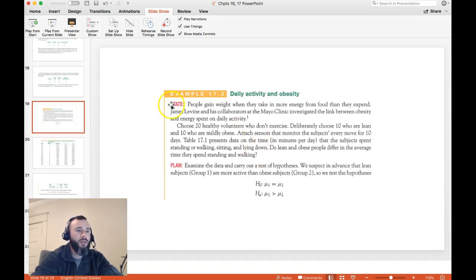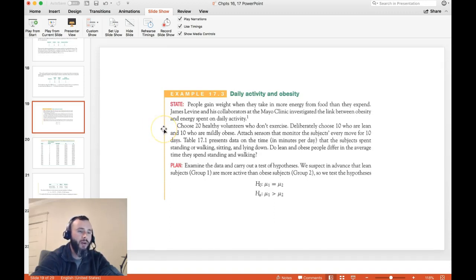Let's do an example with daily activity and obesity. First, we state the problem. People gain weight when they take in more energy from food than they expend. James Levine and his collaborators at the Mayo Clinic investigated the link between obesity and energy spent on daily activity.